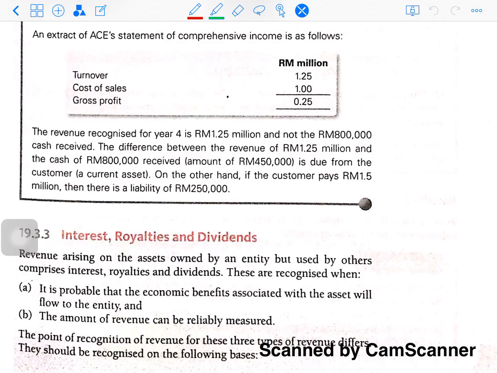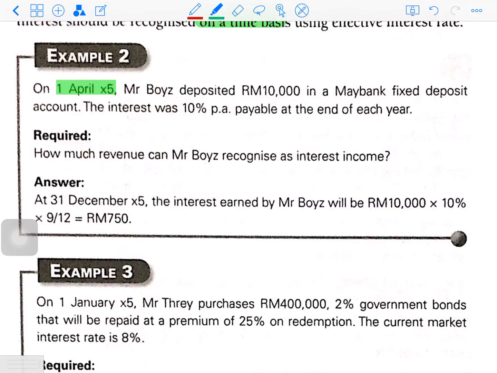Here we have, on April X5, Mr. Boyce deposited 10,000. So the date here is April X5, 10,000, in a Maybank fixed deposit account. The interest was 10% per annum. This is the effective yield rate, 10% per annum, payable at the end of each year. Required, how much revenue recognized as interest income? So you have some calculation that you have to do.